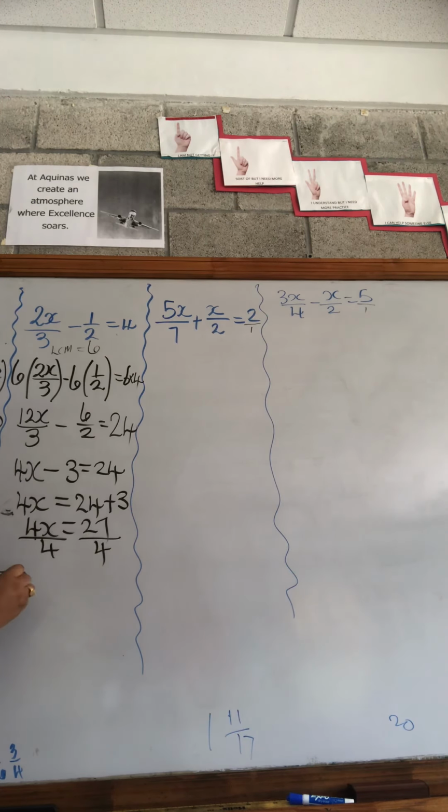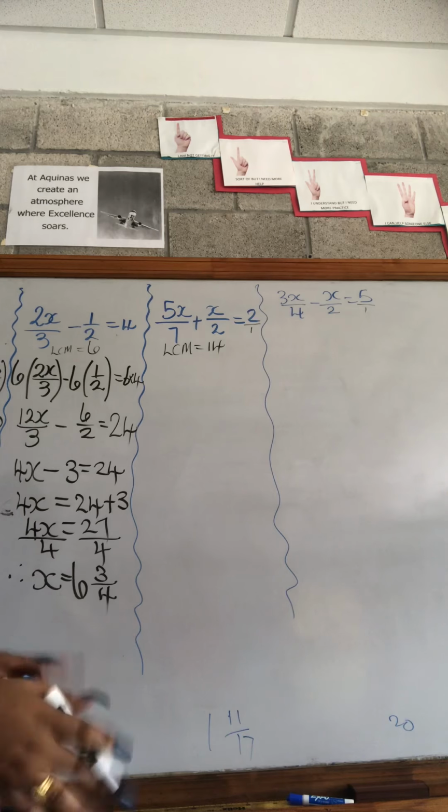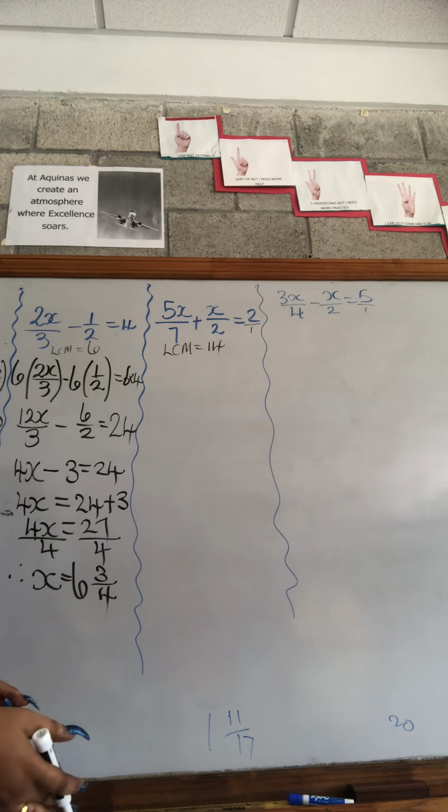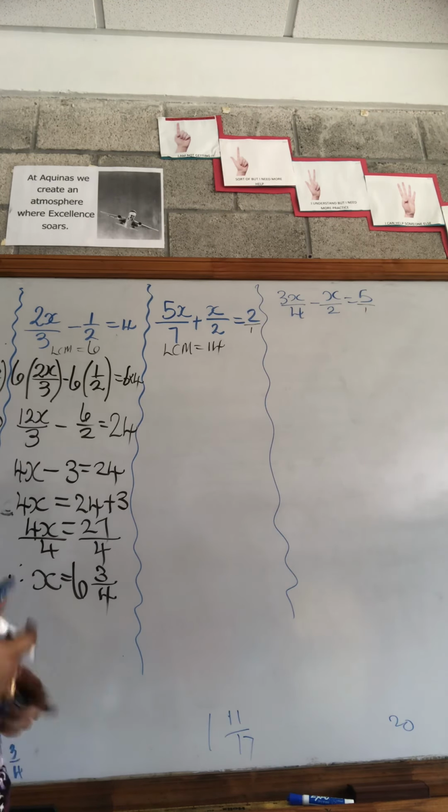Alright, good. So I'm going again. I have 7 and I have 2. My LCM will be 14. So look at one of the things we can do. I don't want to confuse you, but this is just another way.